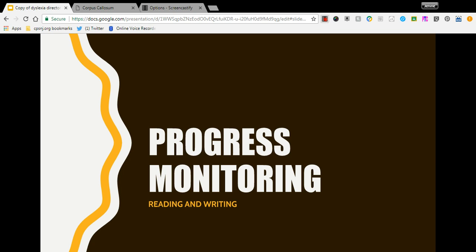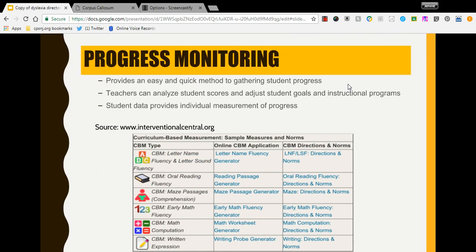Okay, so we're going to take a look at progress monitoring for reading and spelling. Sorry, this keeps popping up. All right, so here's a really good reference where you can find many different resources and progress monitoring toolbars and graphs and materials that are already created for you, and they're free. It's called interventioncentral.org. It provides an easy and quick method to gathering student progress.